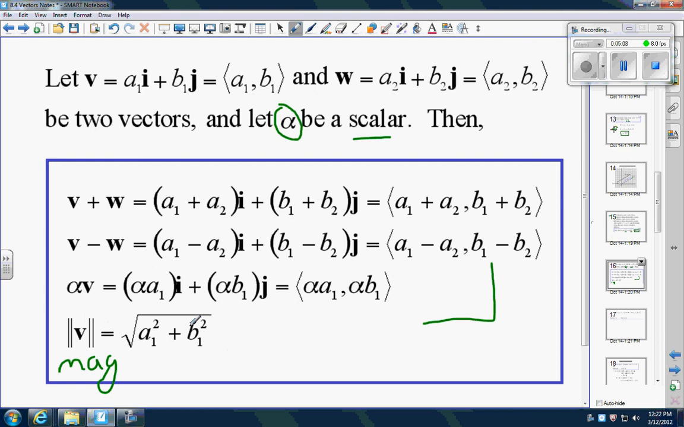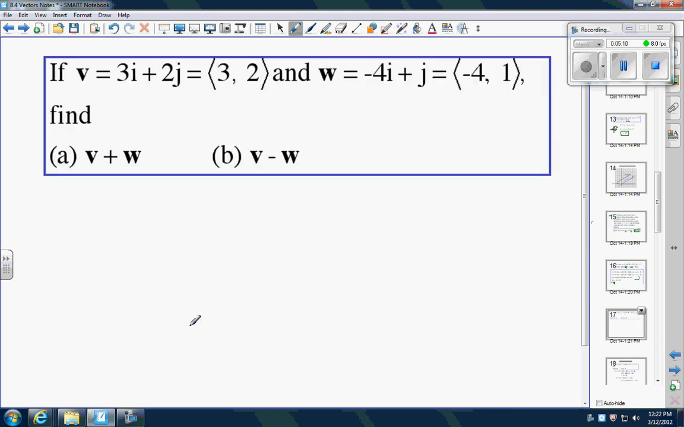So let's see some examples for this. Here's a vector v, 3i plus 2j, or 3, 2. Same thing. Here's a vector w, negative 4i plus 1j, or negative 4, 1. They want you to find v plus w, v minus w. I'm just going to show you the answers here written in both forms.